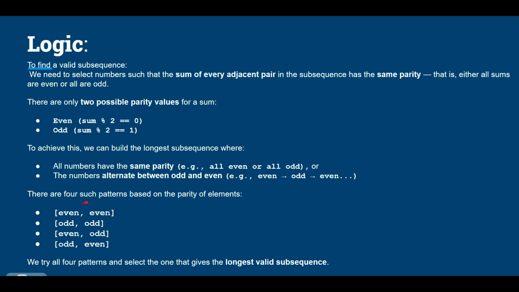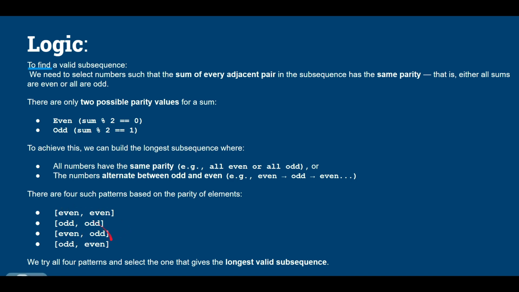So there are four such patterns, based on the parity of the elements. What are those four patterns? You can have even, you can have odd, you can have even odd, or you can have odd even. When we talk about even, let's call it 0 0. When talking about odd, this is 1 1. Even odd means 0 1, and the other possibility, odd even, is 1 0. So these are the four patterns we have.